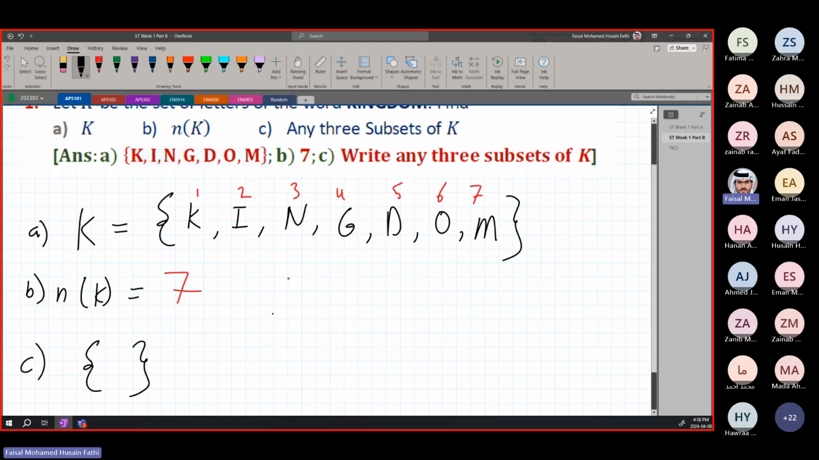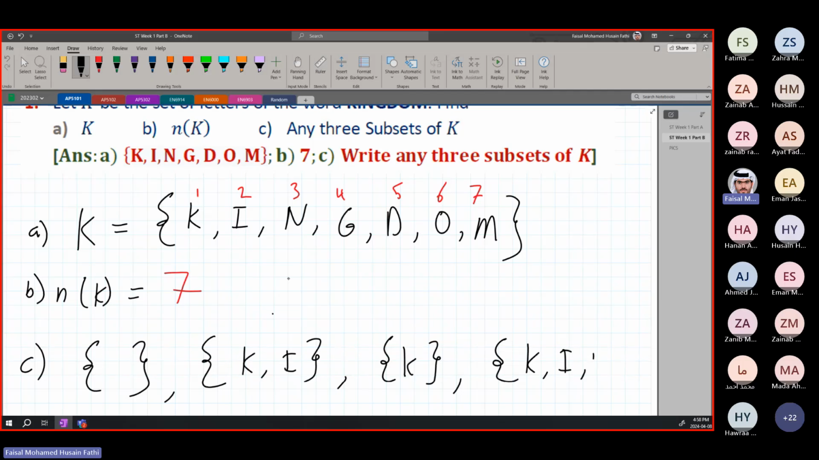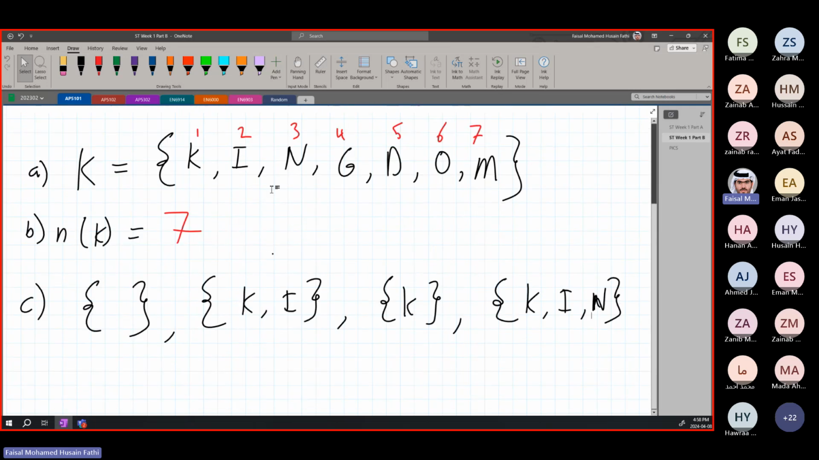Empty set, which is correct, or phi. Someone wrote K and I. This is correct. Someone wrote K by itself. This is correct. Someone wrote K, I, and N. Remember, you have to put in the parentheses. And you guys are all correct. D, N, and G is correct. Everyone that has written, everyone is correct. These are all considered subsets. It has so many subsets. M, K, and O is correct.